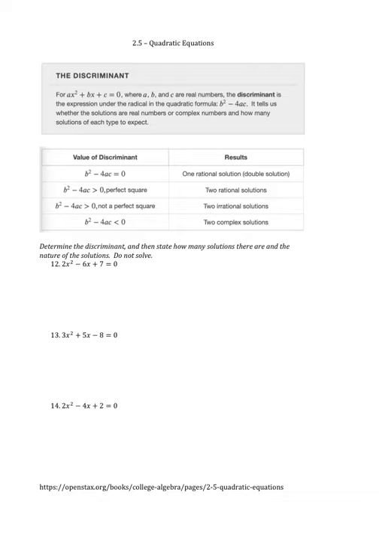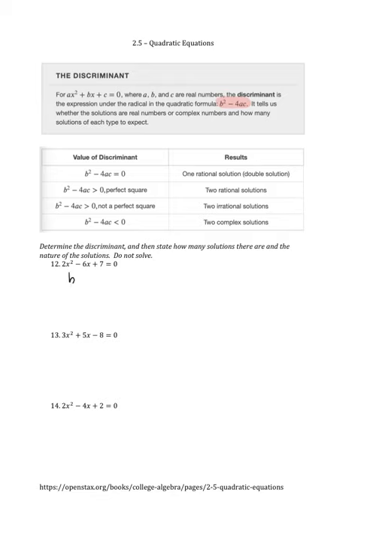Okay, so the last thing we want to talk about in this section is the discriminant. The discriminant is the part of the quadratic formula that's under the radical. So it's the b squared minus 4ac. So if you look back at the quadratic formula, that's the part that's under the square root. This is going to let you know whether you have 1 or 2 solutions, and what type they are. So we're going to determine the discriminant, state how many solutions there are, and the nature of the solutions. We're not actually going to solve it all the way out.